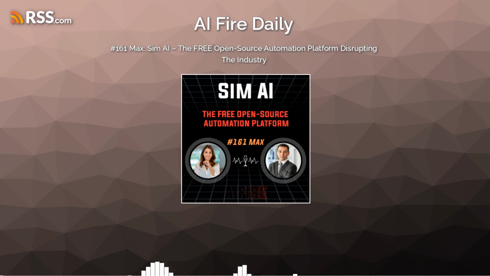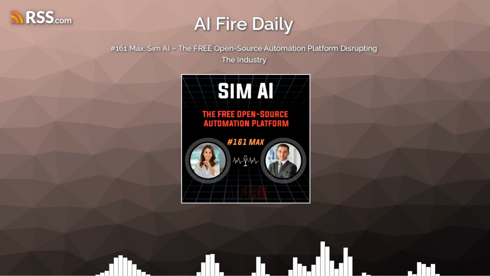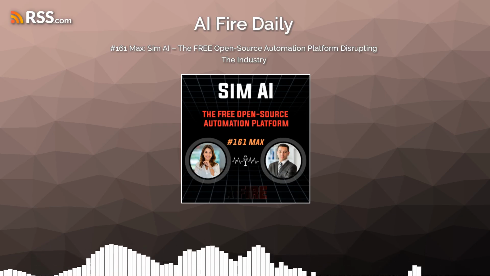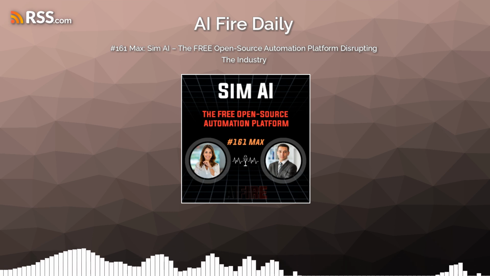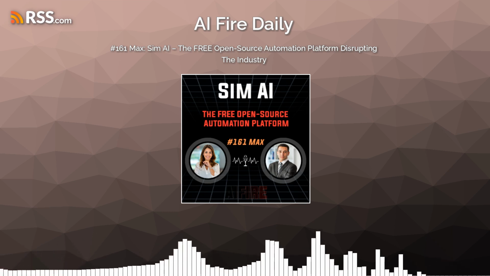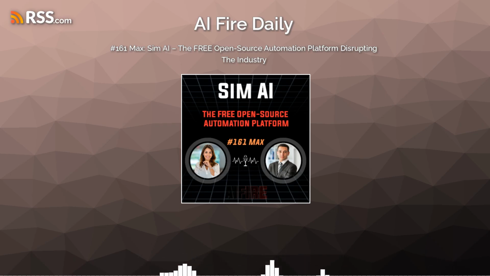Okay, so if the zero cost gets people interested, it's the architecture that makes them stay. The real long-term threat to incumbents lies in Sim AI's tech stack, especially its focus on privacy and local processing. It works with the big models, GPT-5, Claude, Gemini, but the absolute game changer is the integration with Ollama. For anyone not familiar, it's basically this high-performance toolkit.